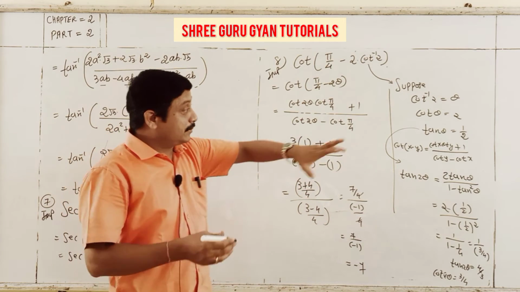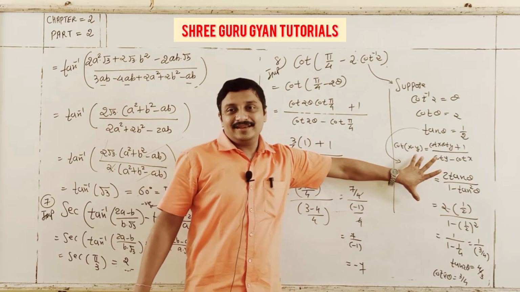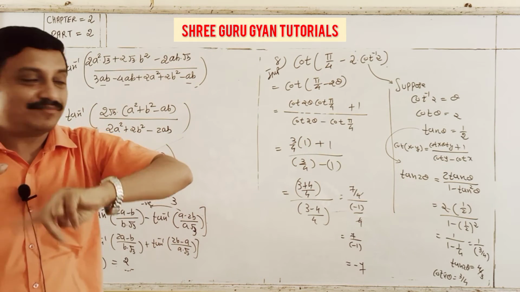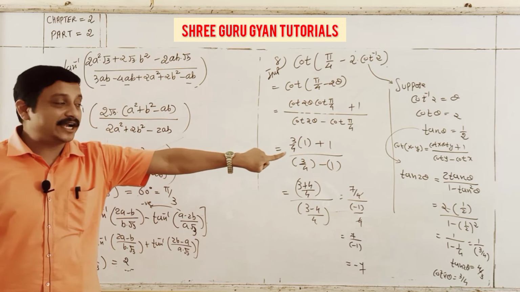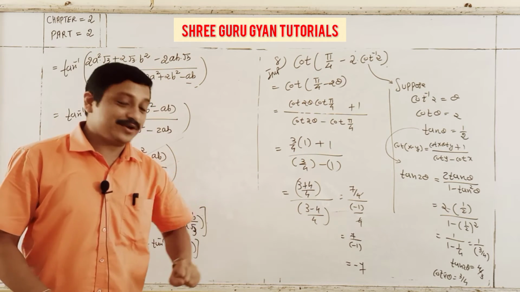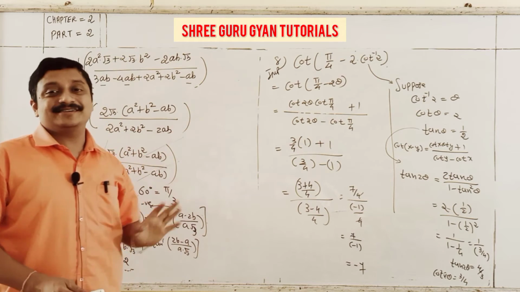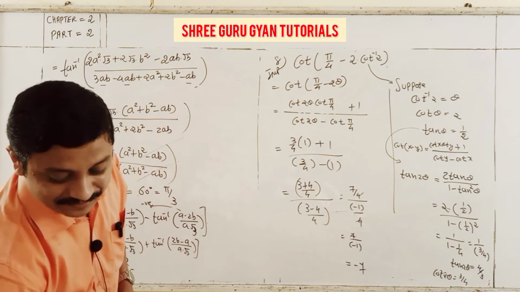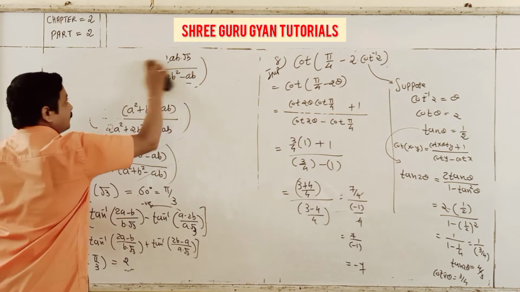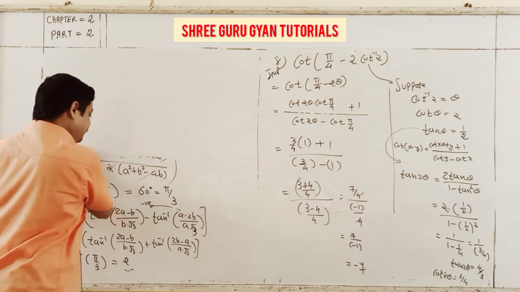But this is the main step. Tan 2 theta I define in terms of the formula: tan 2 theta equals 2 tan theta upon 1 minus tan square theta, and then after that I define cot 2 theta and successfully put the values here. Now moving to the next one, the ninth one.